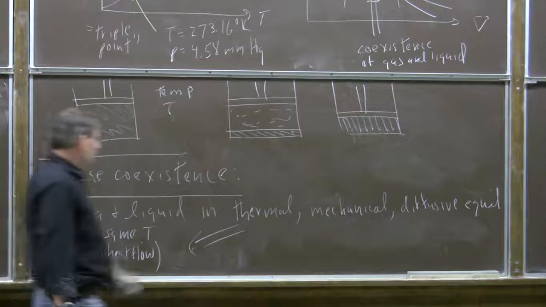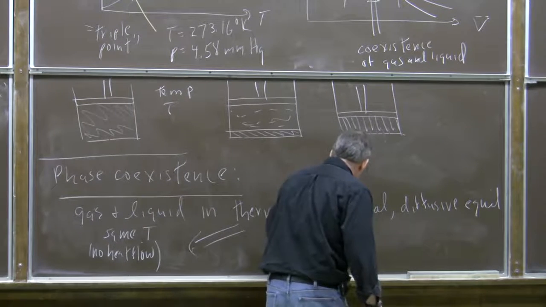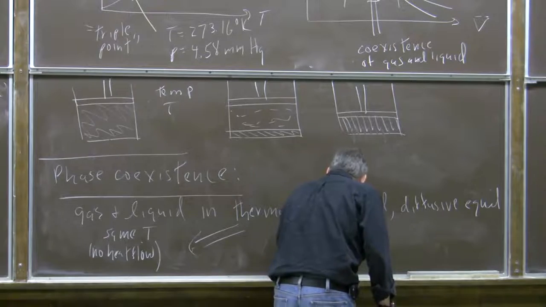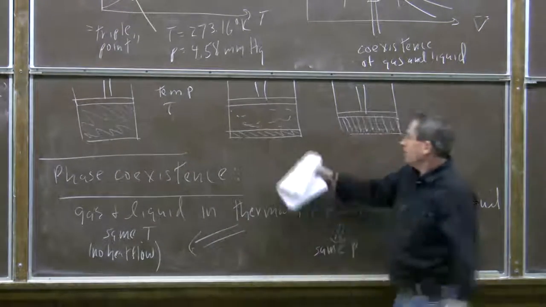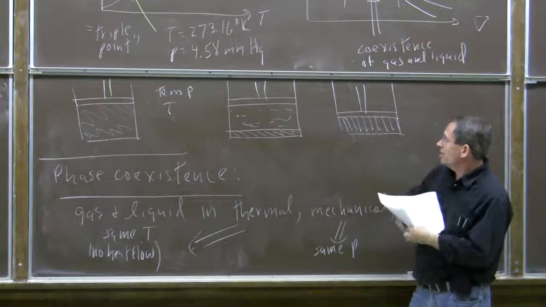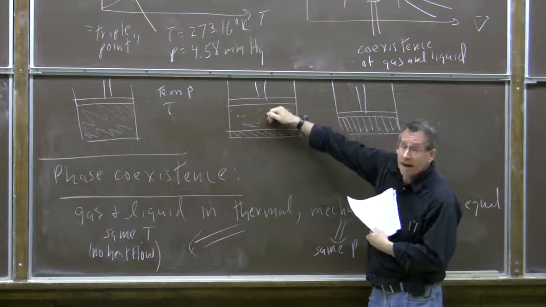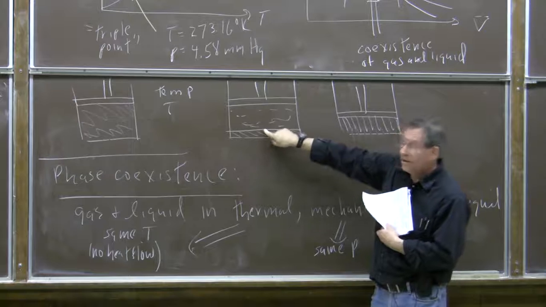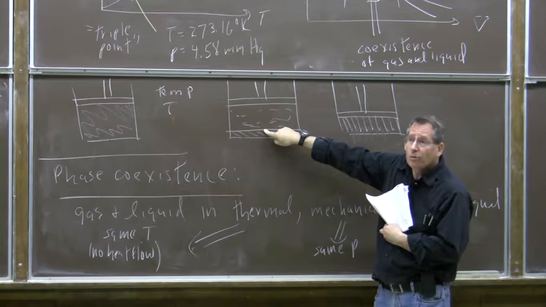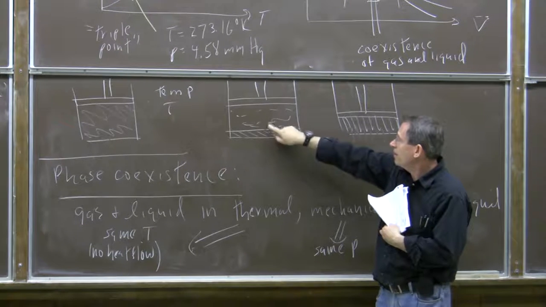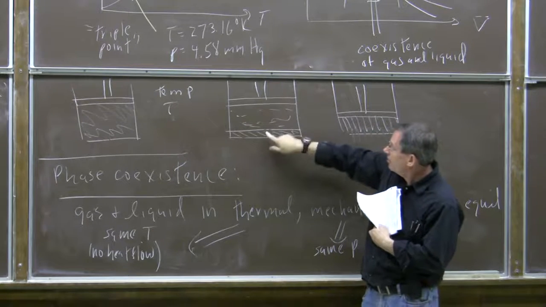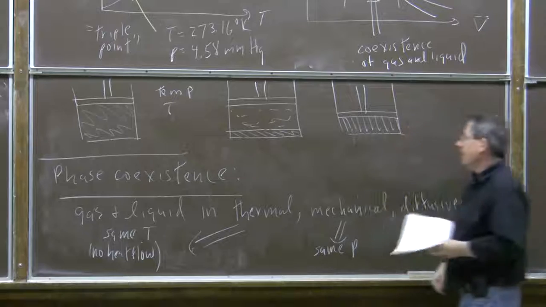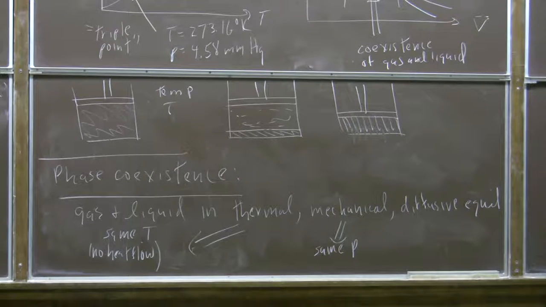They're in mechanical equilibrium, they have the same pressure. If the pressure of the liquid and the gas didn't match when they coexist, then the boundary between gas and liquid would move. If the pressure of the liquid were higher, it would be pushed up, right? So they come to mechanical equilibrium where the liquid and the gas have the same pressure.